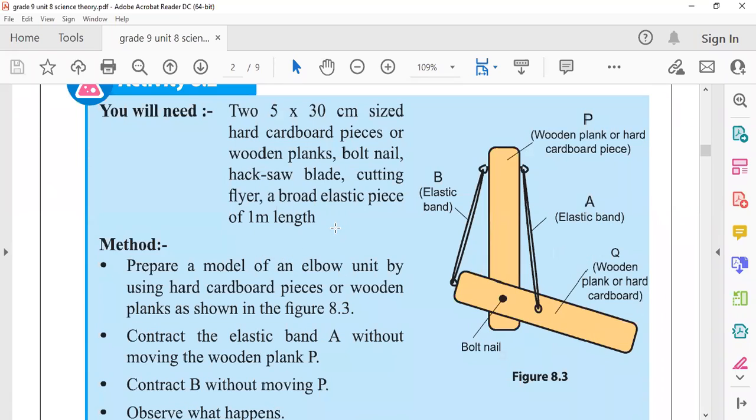This is an organization to show you how our elbow joint is working. Which joint? Elbow. How do you call? Elbow joint.